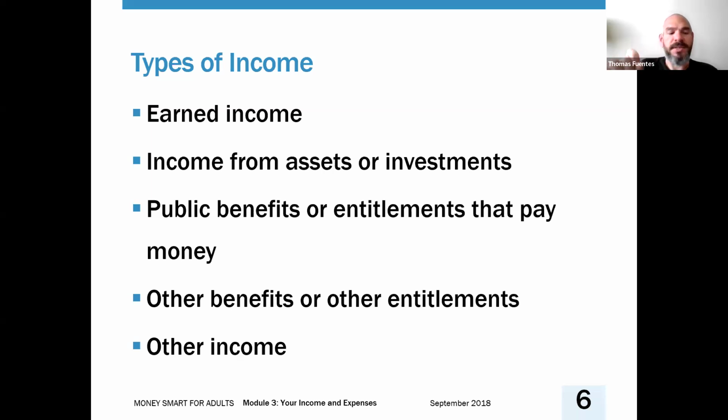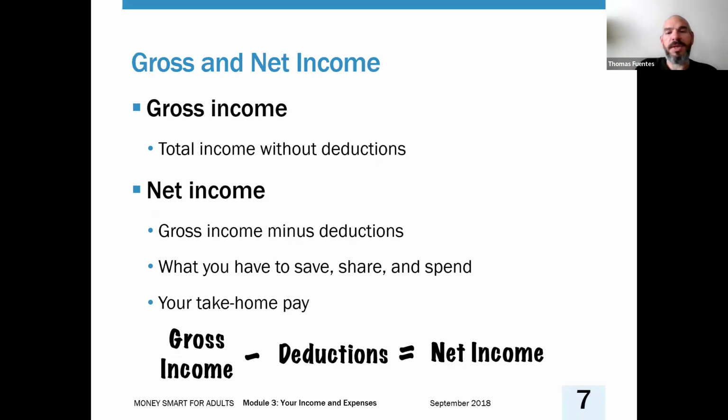And then under other income, which is something that we talk about a lot in these workshops from time to time, is monetizing hobbies or things like that. Or it could even be considered alimony, child support, or even money that you get in the form of gifts as well. Now that we understand income, let's understand the difference between gross and net, okay?